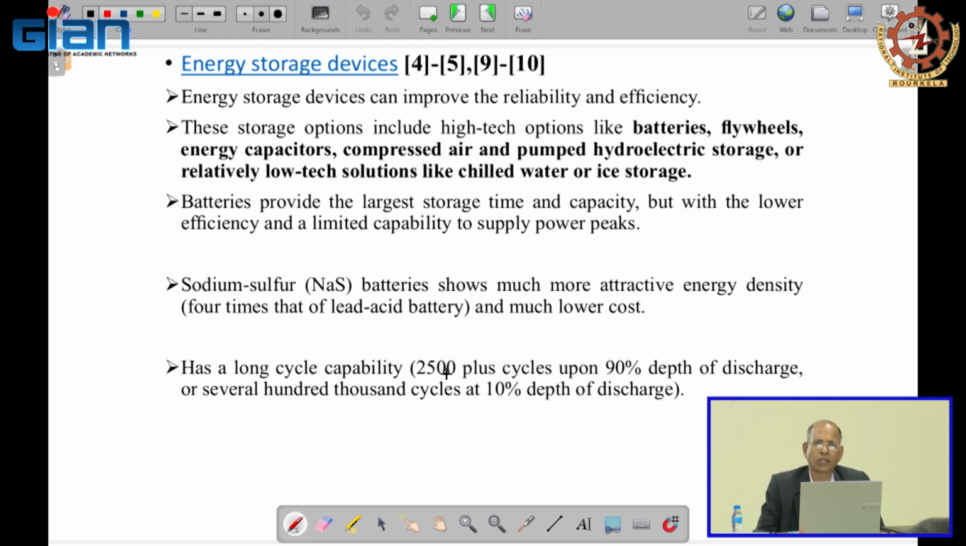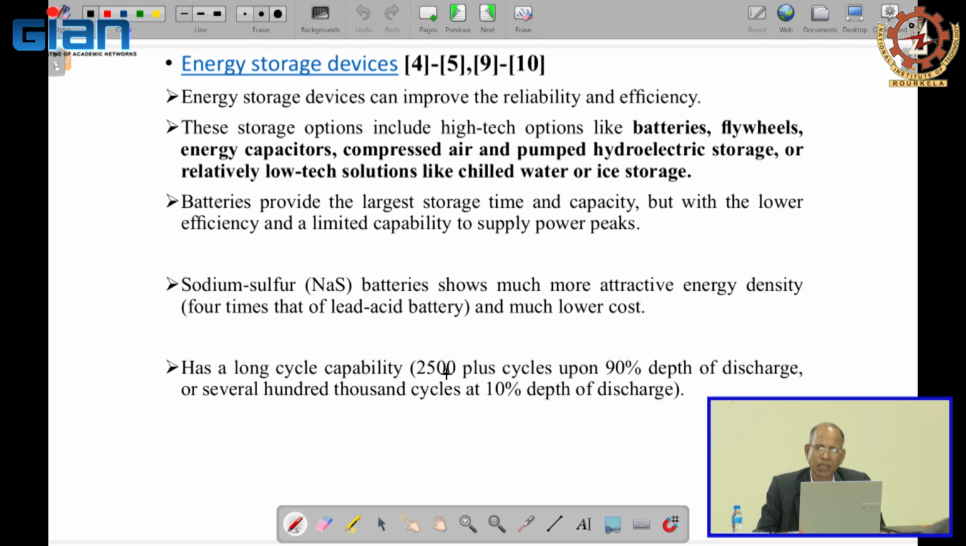So with the energy storage devices, we have a wide variety of options for these storage systems. Energy storage systems obviously offer a kind of backup, so they improve the reliability of the system, and they can improve the efficiency of the system. They can operate the system more smoothly.